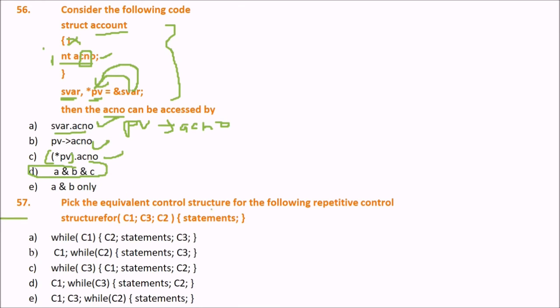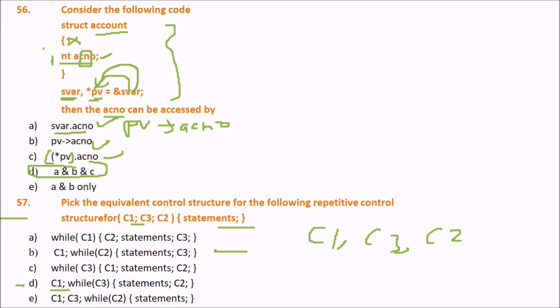Next, pick the equivalent control structure for the following repetitive control structure for C1, C2, C1, C3, C2 statements. Pick the equivalent control structure, because you know this is a repetitive control, so you can use while for this. Okay, now tell me the answer. What will be the correct answer? Because C1, C3 and C2, they are placeholders for the initialization part, and condition part, and the increment decrement part. So both options for this for loop and while loop are the same. What will be the answer? The answer will be D, right?